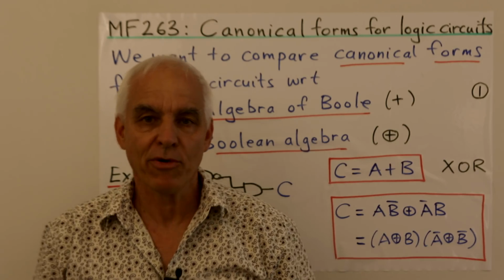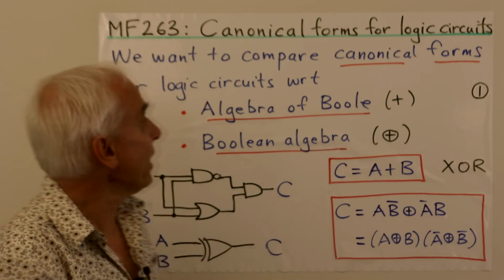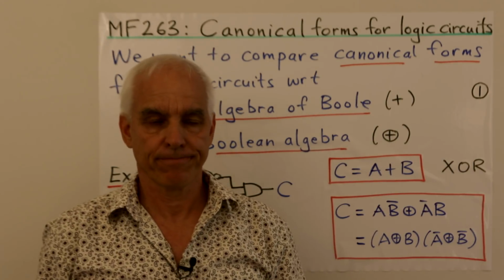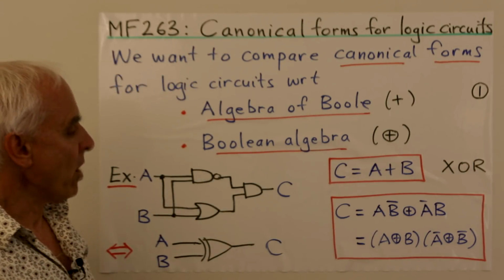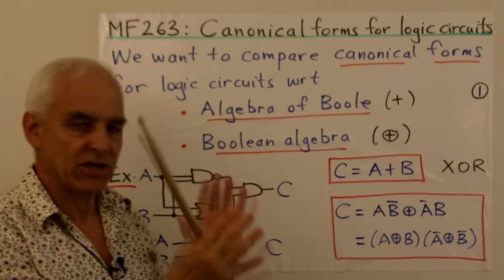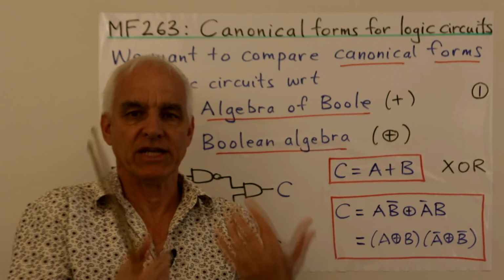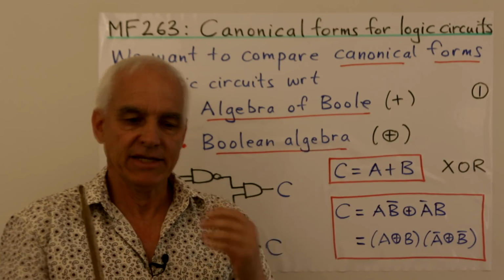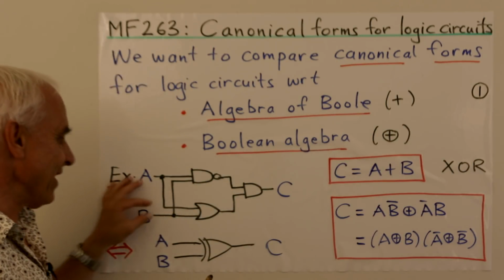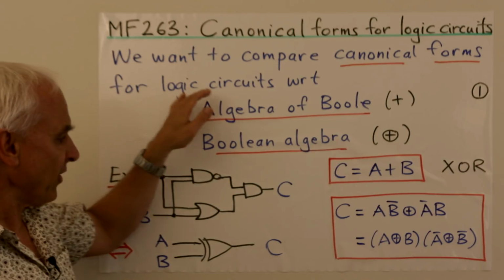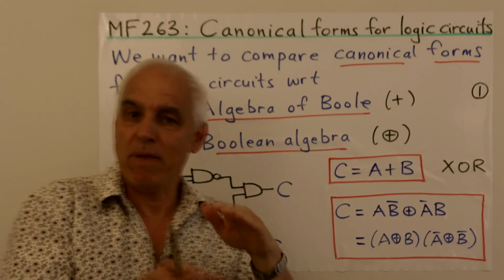Good day, I'm J Wildberger, and today we're going to be looking at canonical forms for logic circuits. What we want to do is take a circuit, something like this, and find an algebraic representation of it that contains the essential information about what it does with respect to inputs and outputs. And we want to do this in two different ways to compare them.